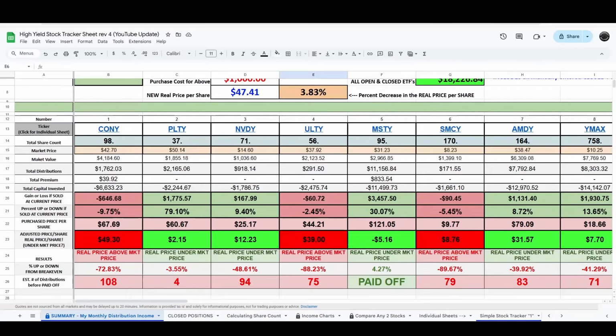So today we're going to take a look at my high yield ETF spreadsheet, and we're going to go through these, and I want to show you how I determine if I want to purchase more shares or if I just want to sit and wait.